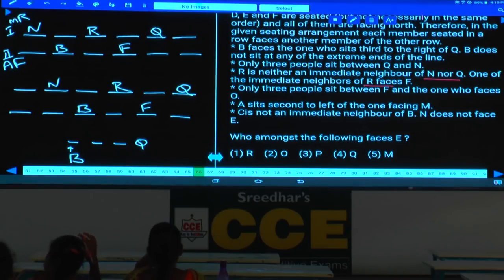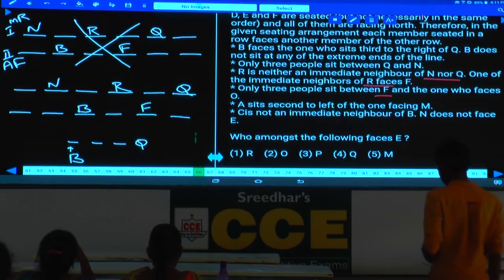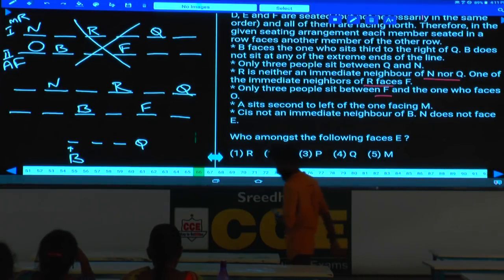Only 3 people sit between F and the one who faces O. Between F and the one who faces O, how many persons should be there? 3 persons. In the first case, it is not possible because at most only 2 persons can be between F and O, but not 3. As the first case is ruled out, now we are left with only one case. 3 persons between F and O.